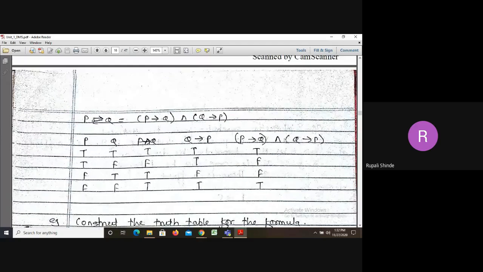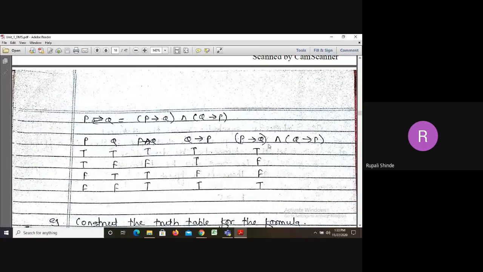Now the next one is the conjunction operation between these two columns. So again, what is conjunction? If T, T, then only T. And for the rest of the values, it is F. Now check here, in the first and last row, both the values are TT. That's why the final values are T. And for the rest of the two rows, it is F.